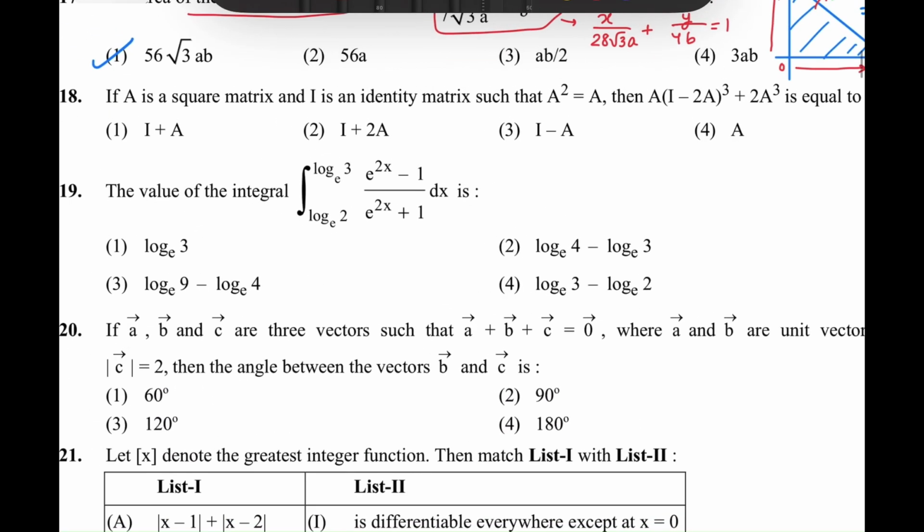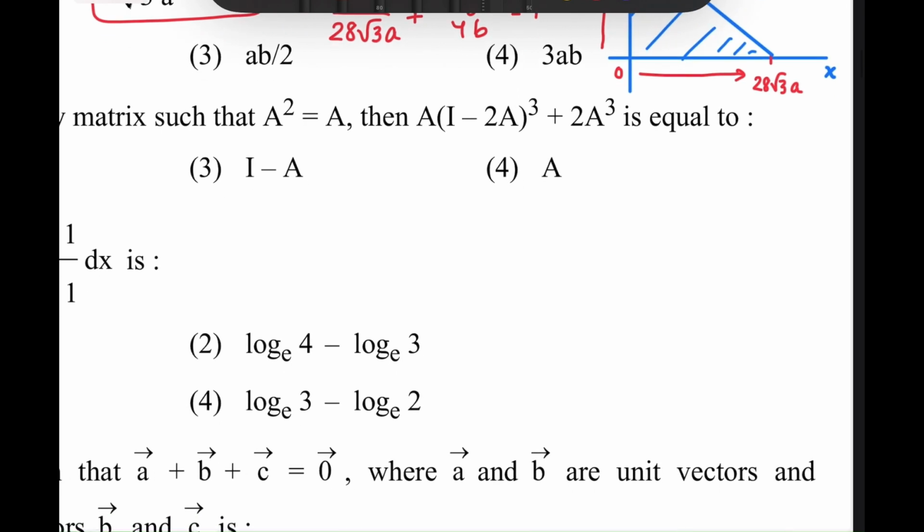Okay, next question. If A is a square matrix, I is the identity matrix, A square is A. Okay, so he's given A square equals A. What do you mean by A square equals A? Then what about cubes? So A cube will be equal to A square, but A square was already equal to A, so A cube equals A square equals A, right? This is the information we have. So what about 2A cube? 2A cube is nothing but 2A, because A cube equals A.